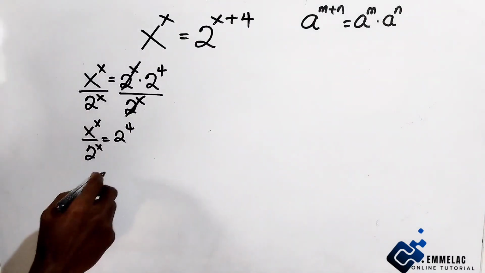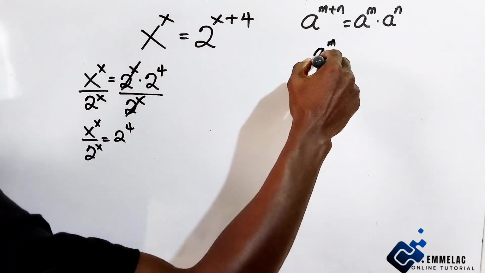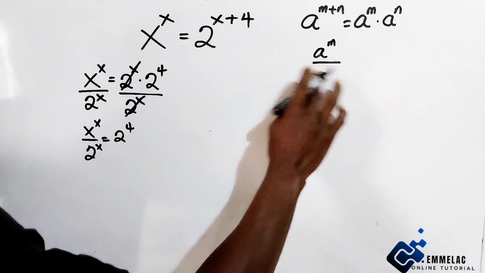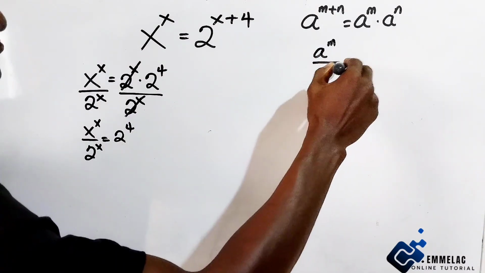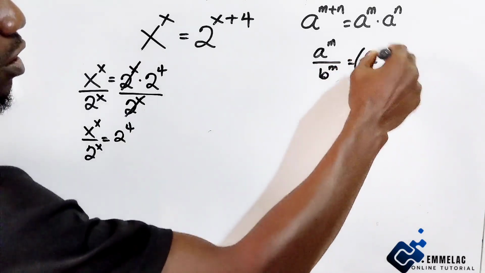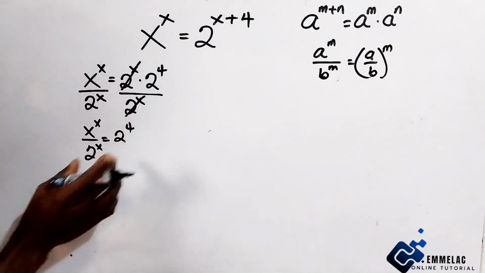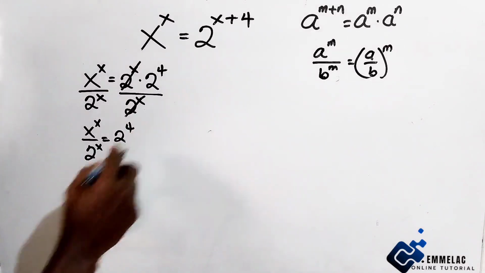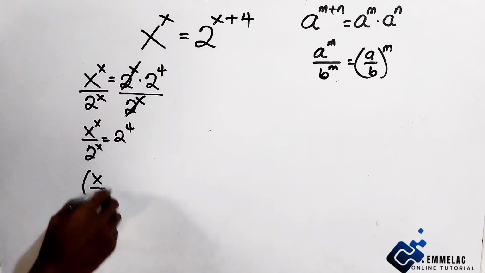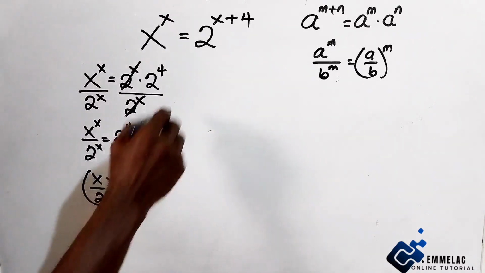Now let us also recall that according to the law of indices, when you have a raised to the power of m all divided by b raised to the power of m, this will give us a divided by b all raised to the power of m. Now we can apply this here. So here we have x over 2 all raised to the power of x equals 2 raised to the power of 4.